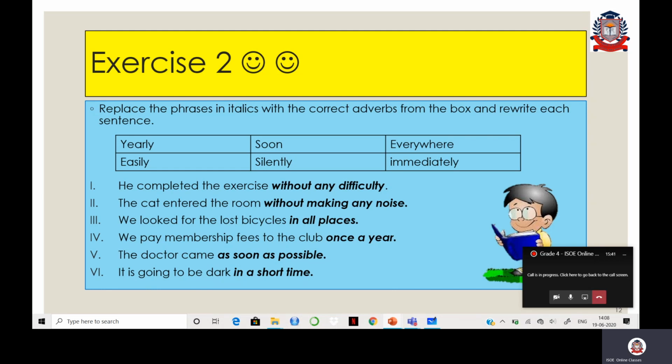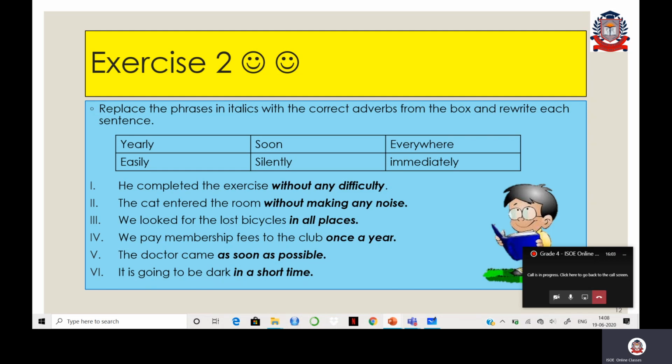Without making any noise means silently he entered the room. Third is we looked for the lost bicycles in all places. Now, where did we look for the bicycle? Everywhere. Correct. So, everywhere is the answer of third. We looked for the lost bicycles everywhere.